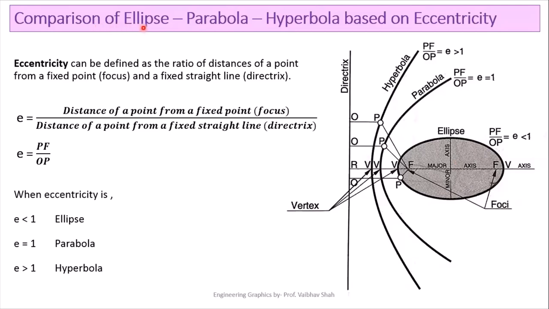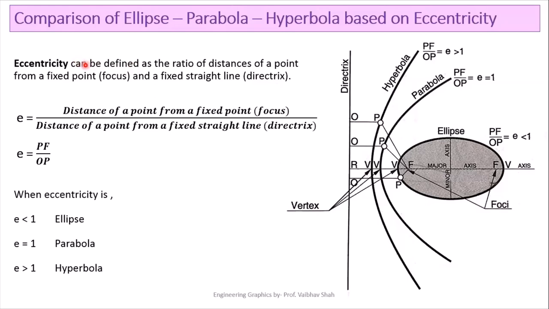Comparison of ellipse, parabola, and hyperbola based on eccentricity. Let us first understand what we mean by the word eccentricity. We'll define it by one definition. Eccentricity can be defined as the ratio of distances of a point from a fixed point, also known as focus, and a fixed straight line, also known as directrix.